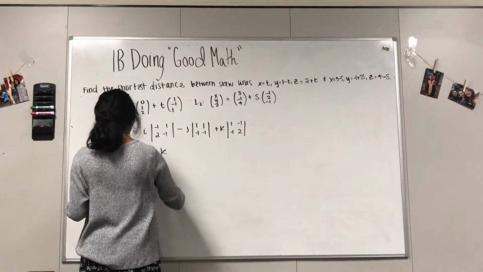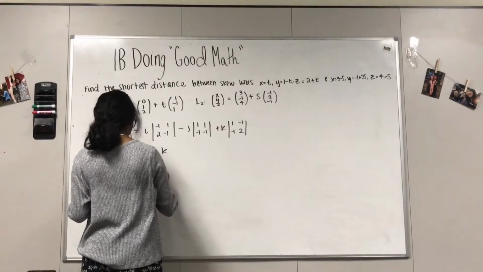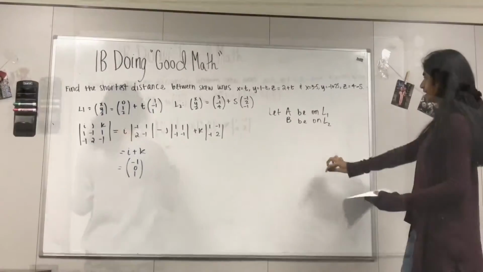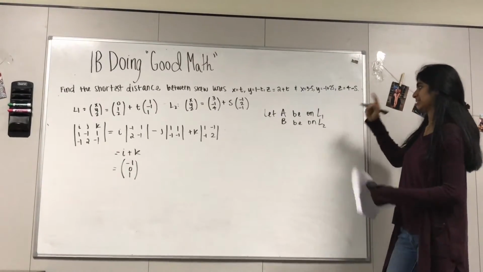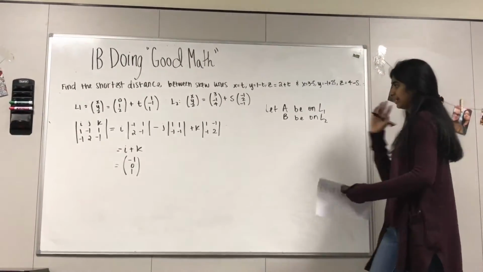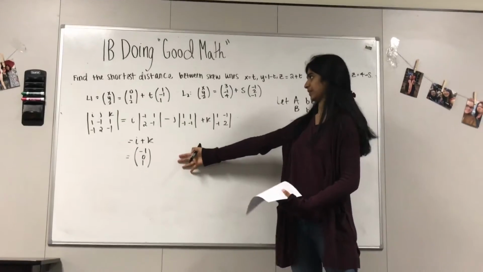So the vector that you end up with after you find the cross product is -1, 0, and 1. So we're going to let point A be on line 1 and point B be on line 2 so we can find the distance that is parallel to this vector here that we have, the direction vector.